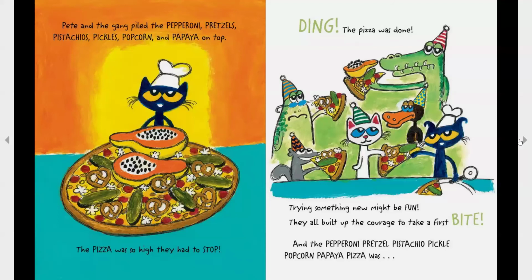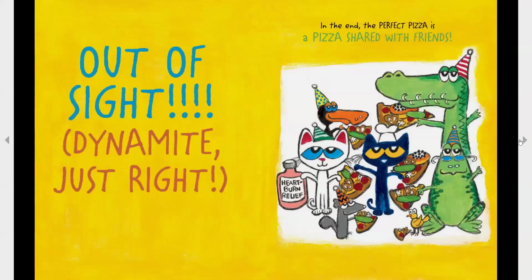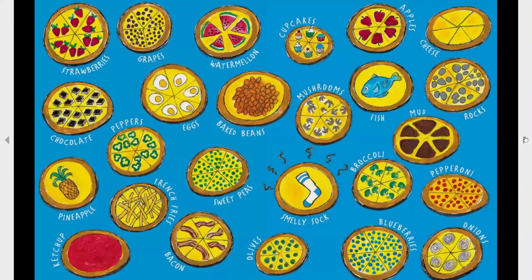Pete and the gang piled the pepperoni, pretzels, pistachios, pickles, popcorn, and papaya on top. The pizza was so high they had to stop. Ding! The pizza was done. Trying something new might be fun. They all built up the courage to take a first bite. And the pepperoni, pretzel, pistachio, pickle, popcorn, papaya pizza was out of sight. Dynamite. Just right. And the end, the perfect pizza is a pizza shared with friends.